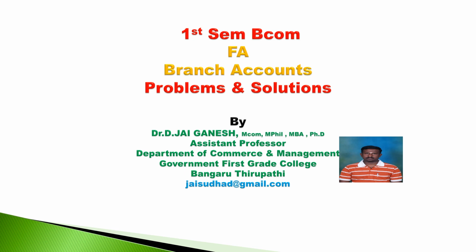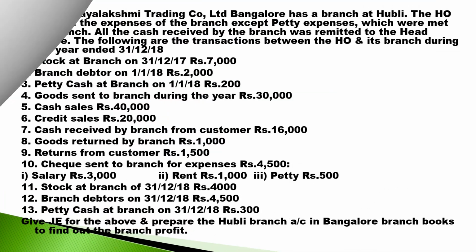We will solve three problems in case of branch accounts. Vijayalakshmi Trading Company Limited, Bangalore, has a branch at Hubli. The head office pays all expenses of the branch except petty cash expenses, which were met by the branch. All the cash received by the branch was remitted to head office. The following are the transactions between the head office and its branch during the year ended 31/12/18.